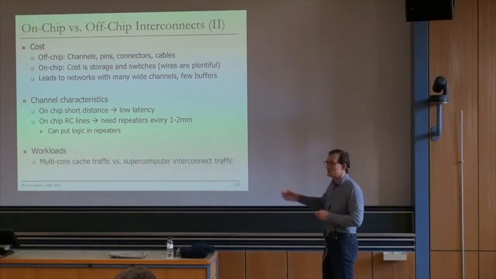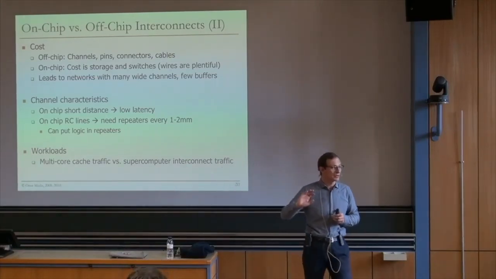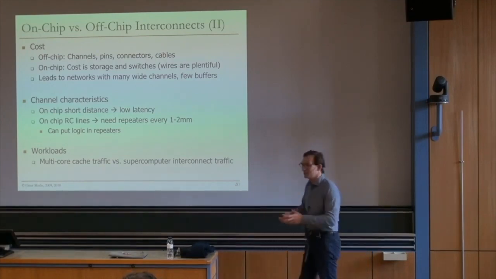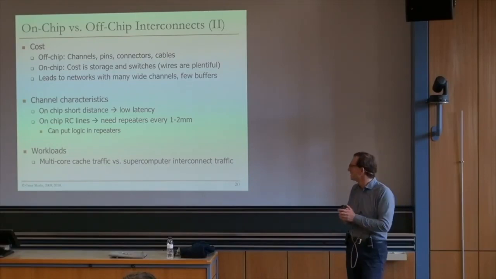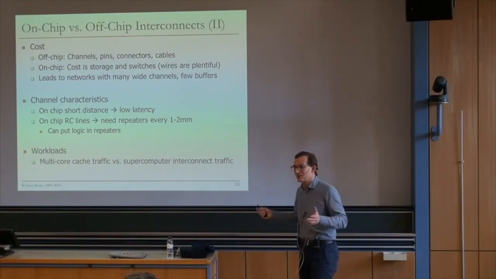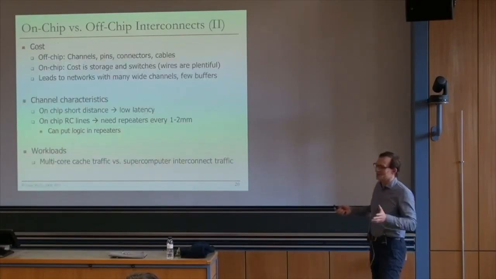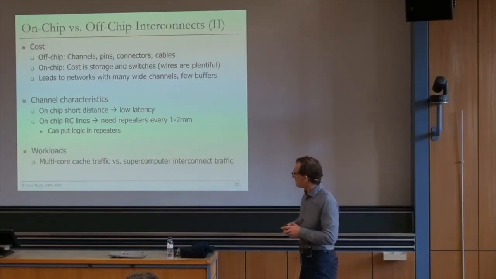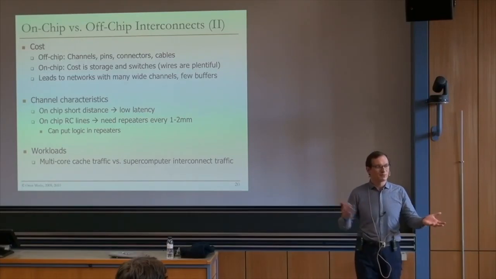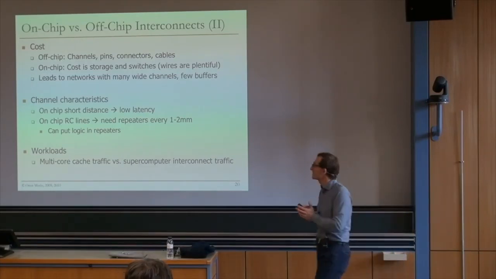And workloads, as we discussed, on chip you have multi-core cache traffic, but off-chip networks are more like supercomputer interconnect traffic, which could be very different from the traffic in a cache-coherent multi-core system, right? And the internet is actually a different type of traffic than even this one. The characteristics are very different from multi-core cache traffic. So it doesn't make sense to design networks that are similar on chip versus off chip. You really want to adapt to the characteristics of these different constraints.